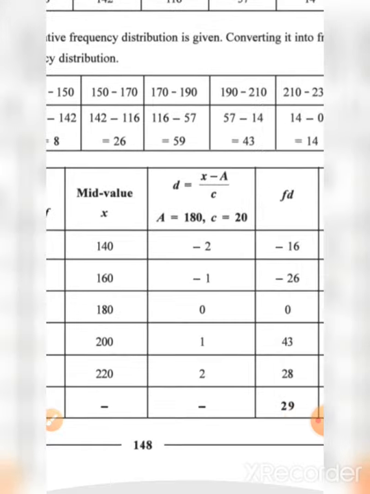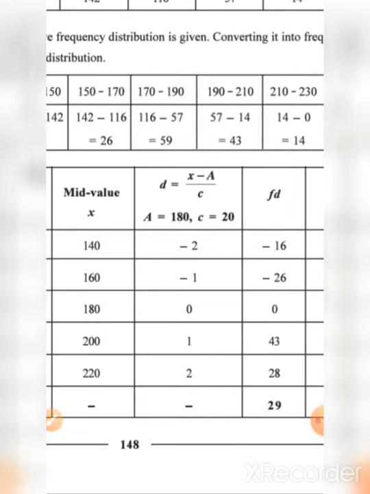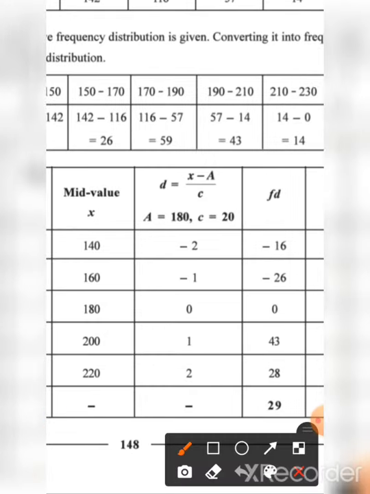Now the time comes to find our deviation. One interesting fact here, children: for the deviation, along with changing the origin, they have also changed the scale. So this C, the class length, will affect our formula also. First of all, for the assumed mean, from the xi we take the middle value, which is 180. So A is 180, and the class length is 20.